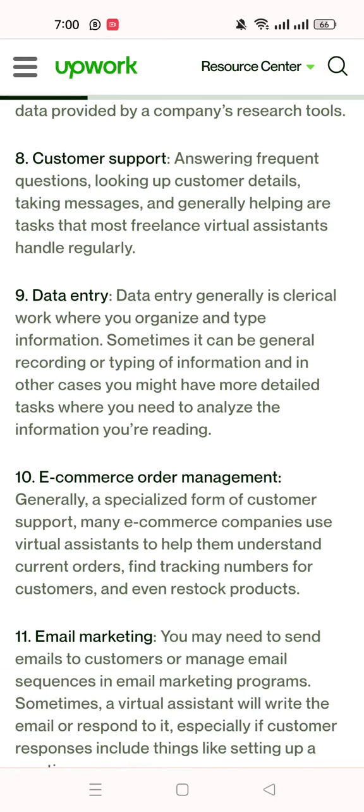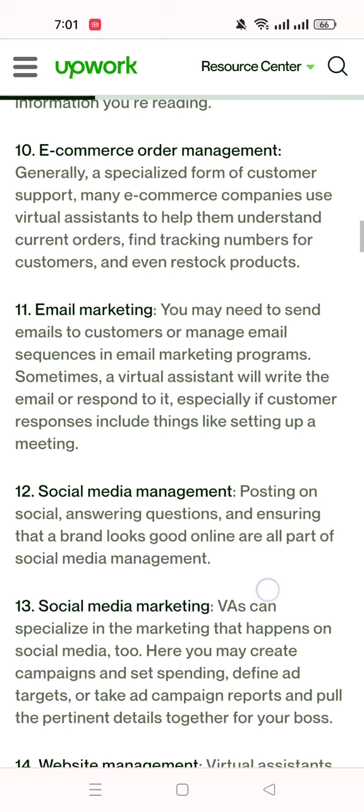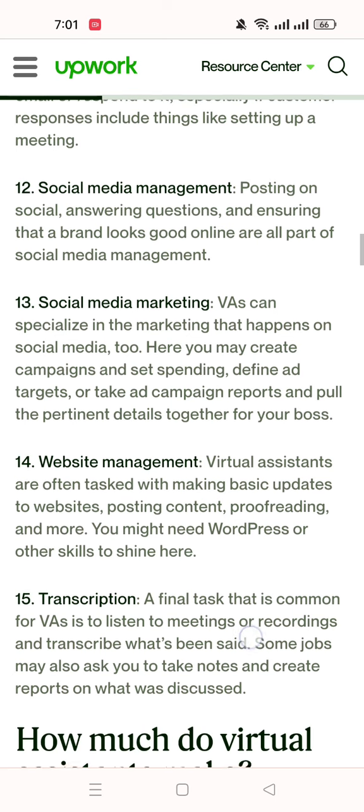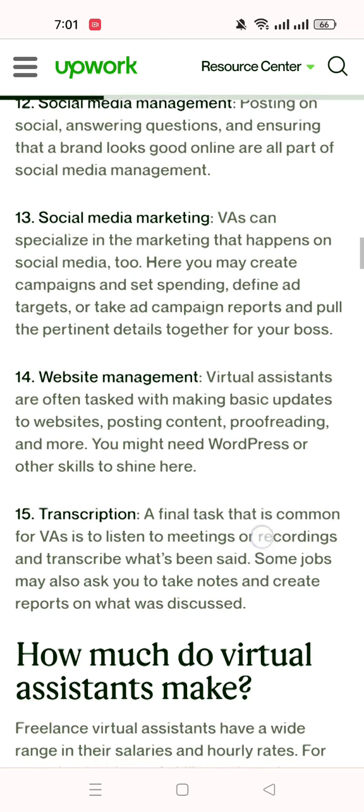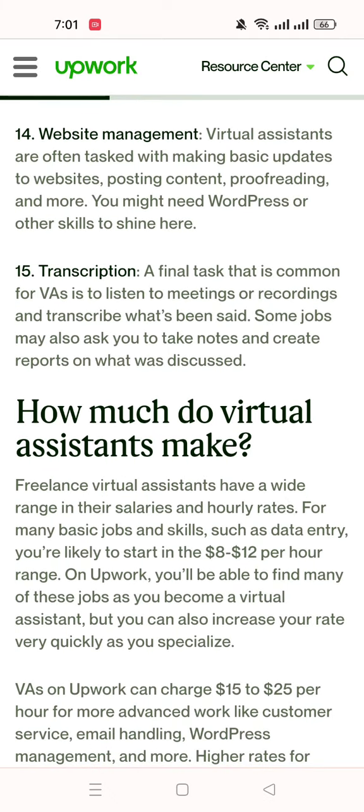Number 11 is email marketing. Number 12 is social media management. Number 13 is social media marketing. Number 14 is website management. Transcription is 15th.